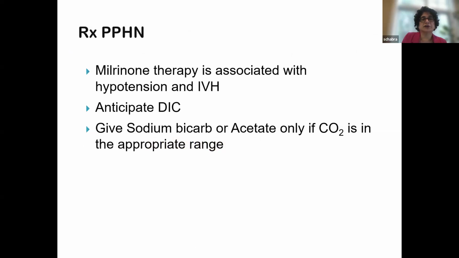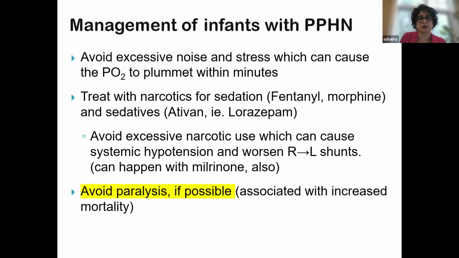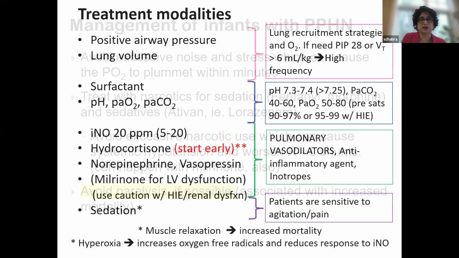Another word of caution is milrinone can cause hypotension and IVH, anticipate coagulopathy, and give sodium bicarb or acetate only if the CO2 is in the appropriate range. So we may have metabolic acidosis, but we cannot start treatment with sodium bicarb or acetate unless we have brought the CO2 down. Otherwise, it'll add to the CO2 load. Avoid excessive noise and stress, which can cause the PO2 to plummet in minutes, and treat with narcotics. And avoid paralysis because it is associated with increased mortality.